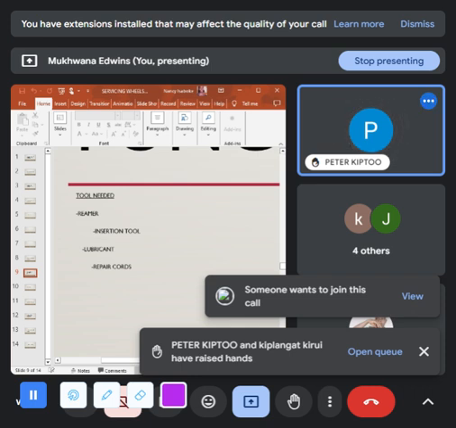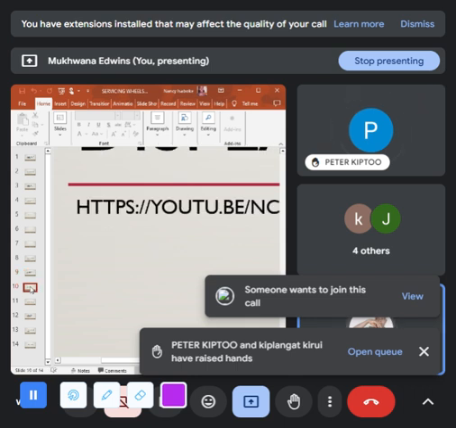Insertion tool. We have an insertion tool. What else? A reamer. We have a reamer. We have a lubricant and repair cords. Those are the tools that we will use to repair.